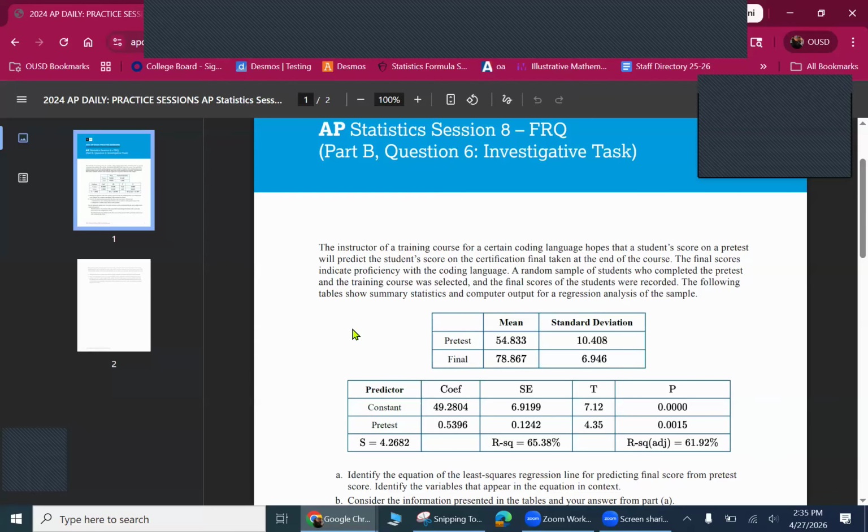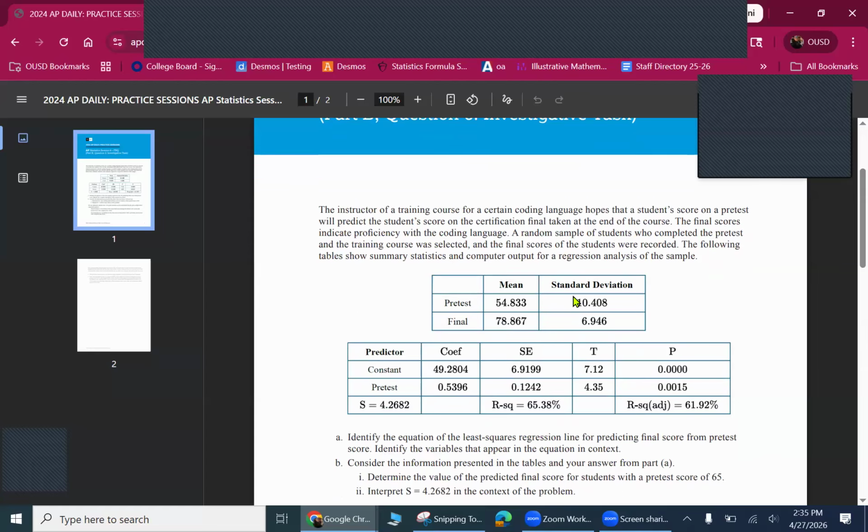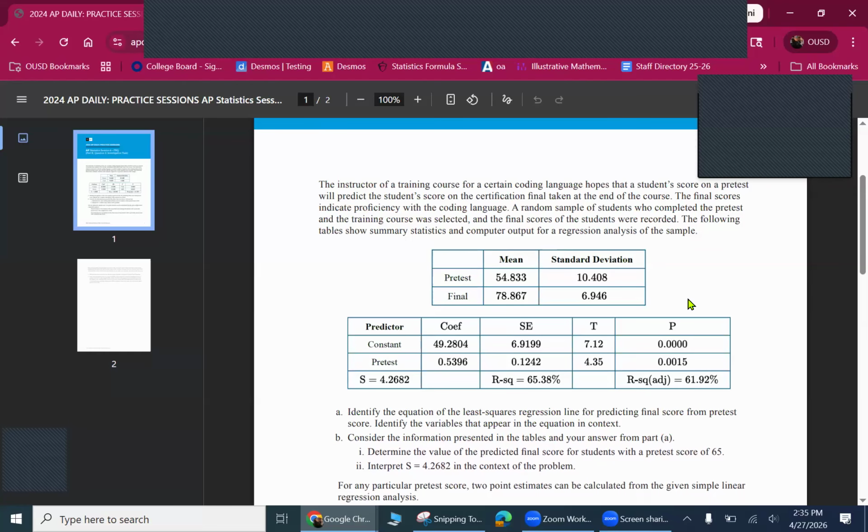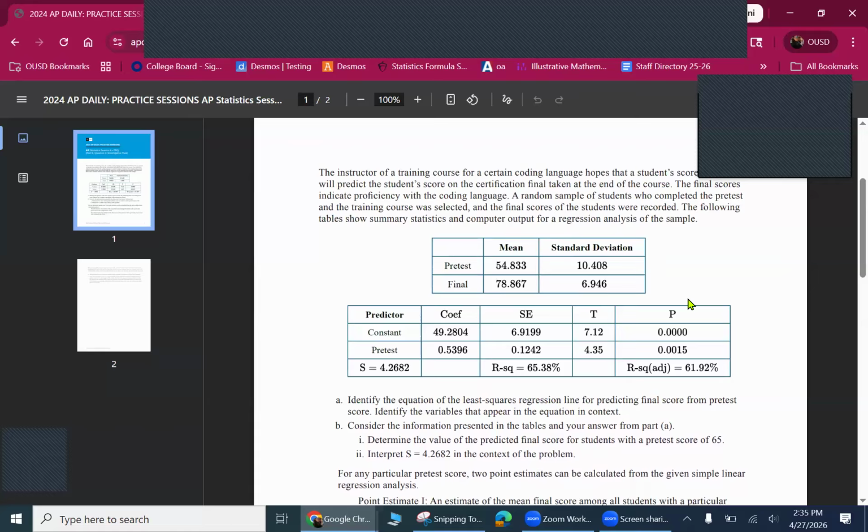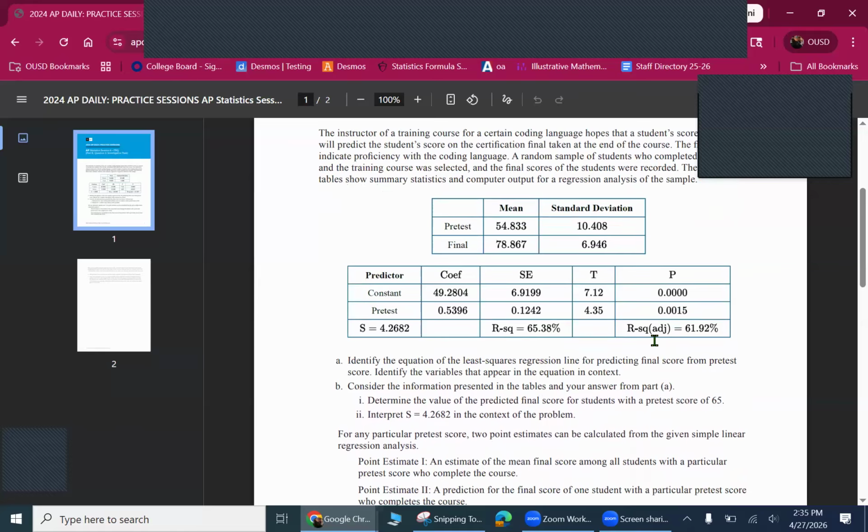I'm not going to read this whole thing, but basically this is some results from a test. There was a pre-test and a post-test after doing some kind of intervention to try to make people's scores go up. The first question was: identify the equation of the least squares regression line for predicting final score from pre-test score, and identify the variables that appear in the equation. So the most important thing here is that you realize, oh yeah, this is the slope and this is the y-intercept.